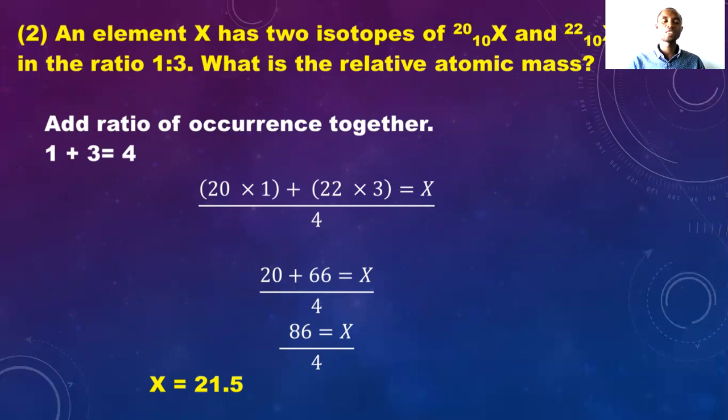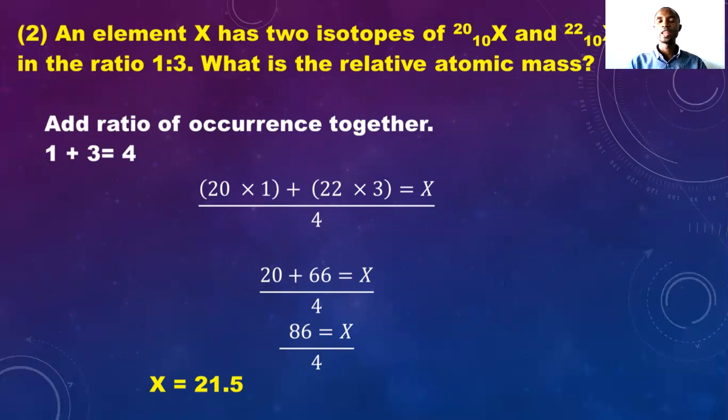That means 20 times 1, plus the other one, that is 22, 22 times 3, all over their common ratio, which is 4, equal to the relative atomic mass. Add it together, 20 plus 66 divided by 4. And when you divide, you're going to have 21.5. That is the relative atomic mass of such an element.